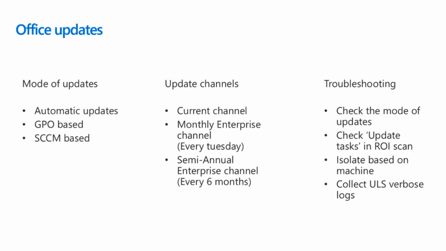Semi-annual channel receives the feature updates every 6 months, and it happens in January and July. Semi-annual targeted receives updates during March and September of the year.